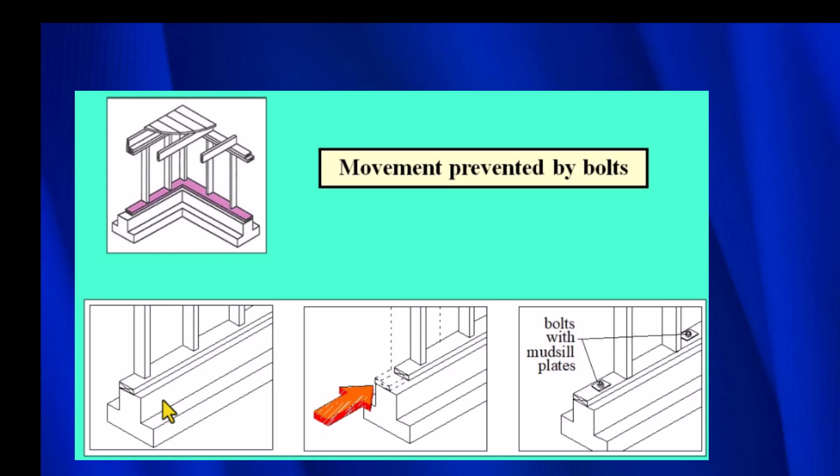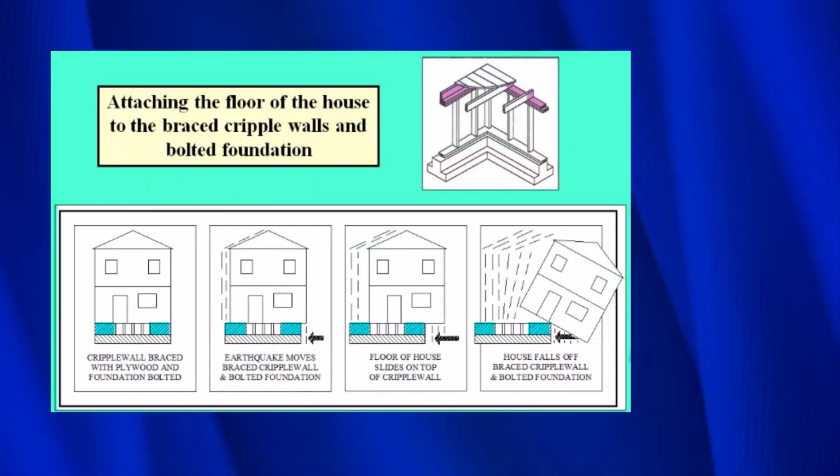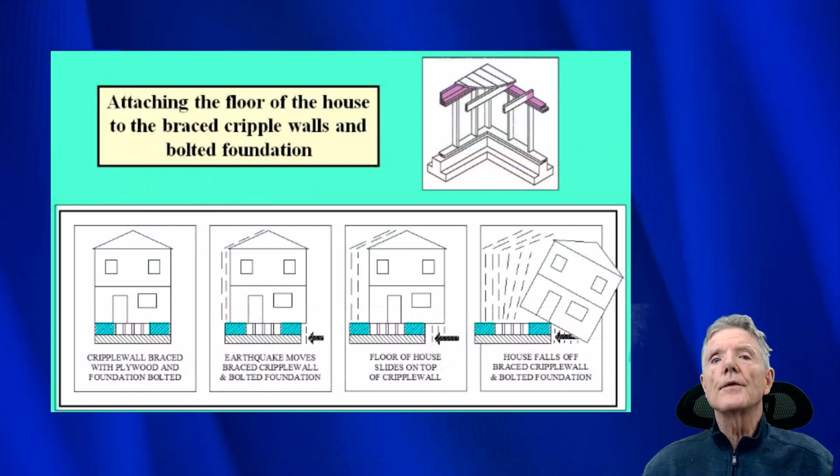Here is the foundation. And when earthquake forces come this way and push on the base of the cripple wall, the mud sill, this is moving right here a couple of inches, so we don't want that to happen. If it moves too far, the house can fall off the foundation. So all we need to do is put in some bolts, connect the mud sill to the foundation, and we are all set.